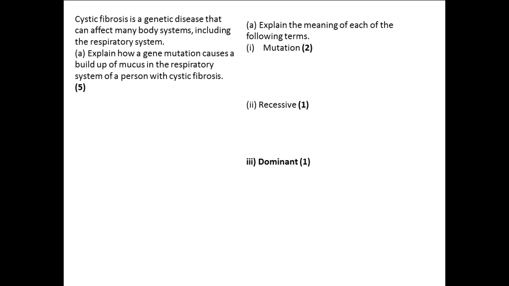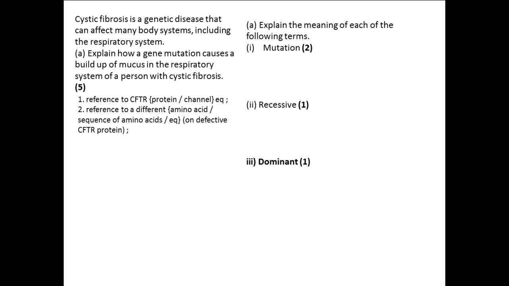And so the first thing to mention is, due to the mutation, obviously you have to refer to the CFTR protein, and so the mutation means that the CFTR protein cannot be made properly, and therefore you have a different sequence of amino acids. From there, this means there's a change in the protein, so you could mention a change in the tertiary structure of the protein.